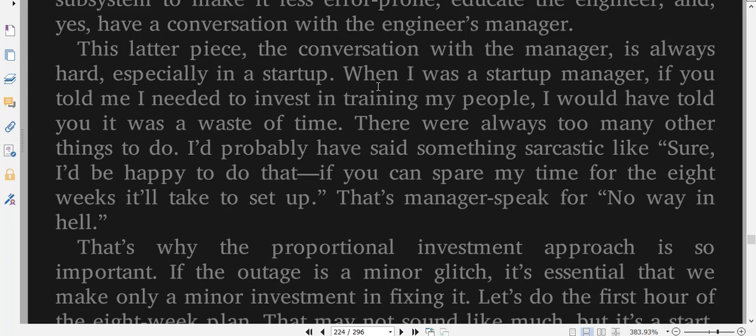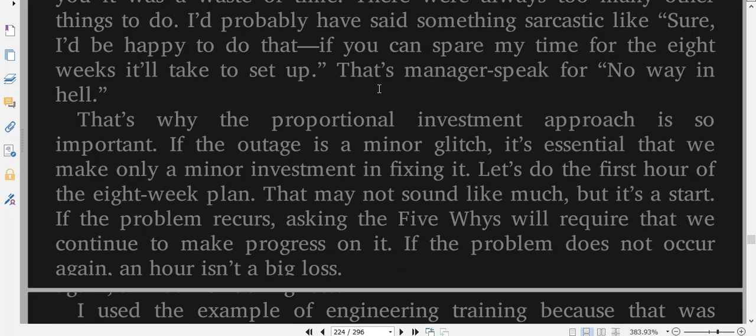This latter piece, the conversation with the manager, is always hard, especially in a startup. When I was a startup manager, if you told me I needed to invest in training my people, I would have told you it was a waste of time. There were always too many other things to do. I probably would have said something sarcastic like, sure, I'd be happy to do that if you can spare my time for the 8 weeks it'll take to set up. That's manager speak for no way in hell.